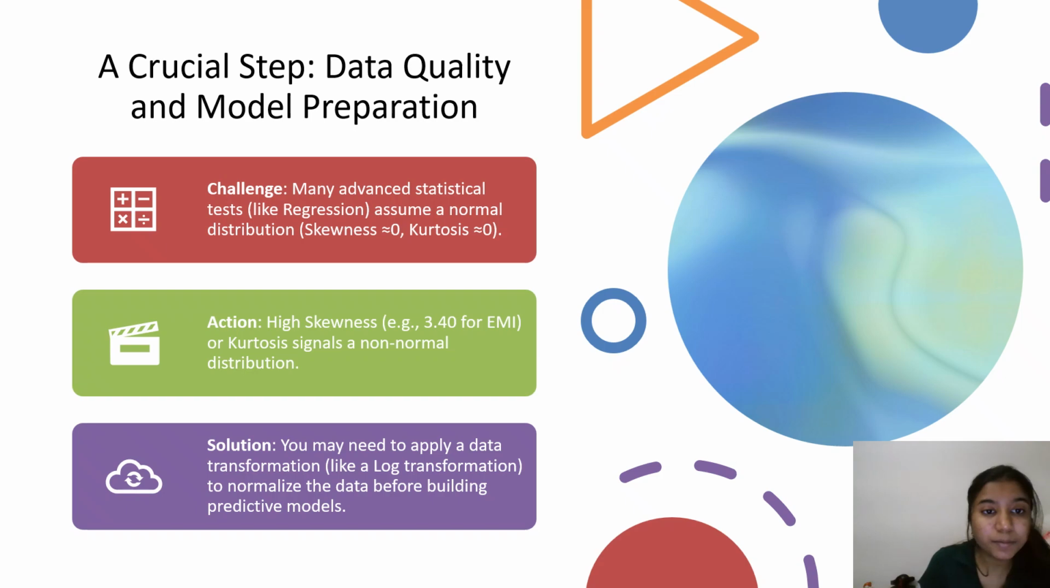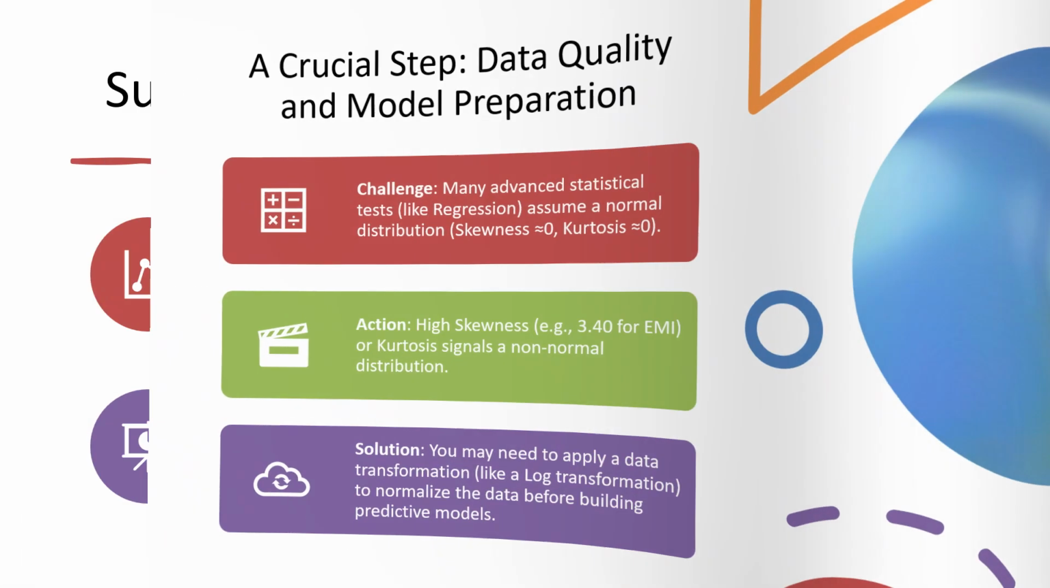And one of the best uses of descriptive analysis is a data quality check. If skewness and kurtosis are very high, it signals a non-normal distribution, which can violate the assumptions of many advanced statistical tests. For example, the high skew in EMI or rent amount suggests that if we were to run a linear regression, we would need to apply a data transformation first, like a log transformation, to improve the model's accuracy.